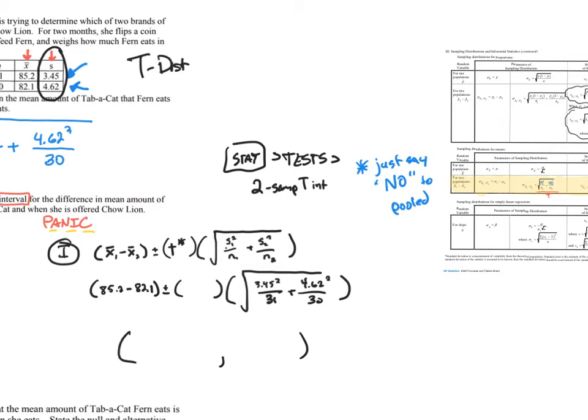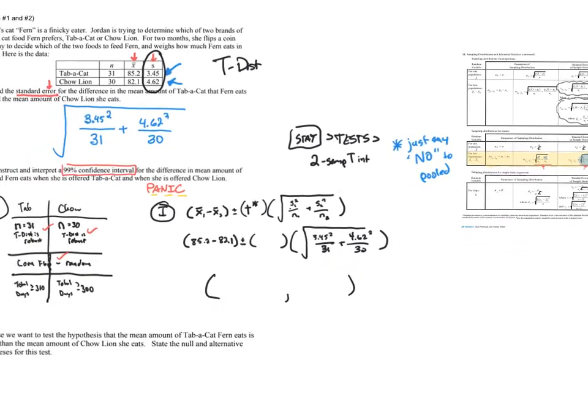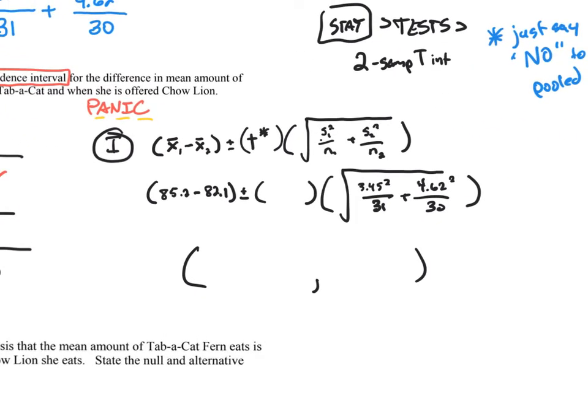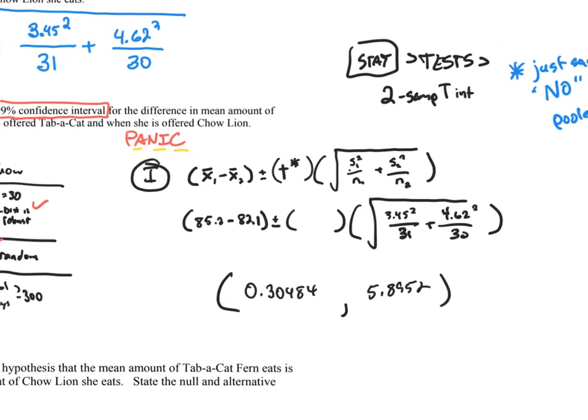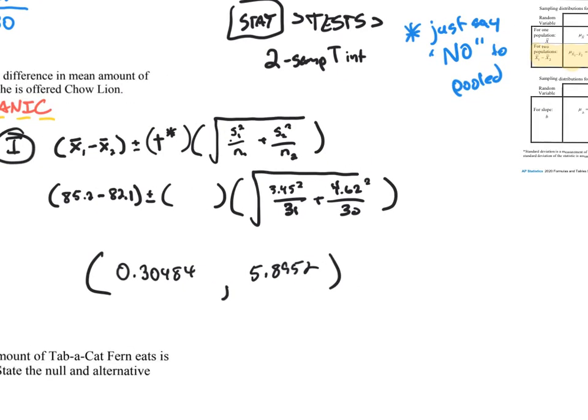Okay, then let's calculate that. It's going to give us a couple of different things here. First, I'm just going to write this: 0.30484, and I get 5.8952. That's what I get there. But guess what else they give me? They give me a degree of freedom equals 53.64. So remember, if your calculator gives you a degree of freedom, use it.